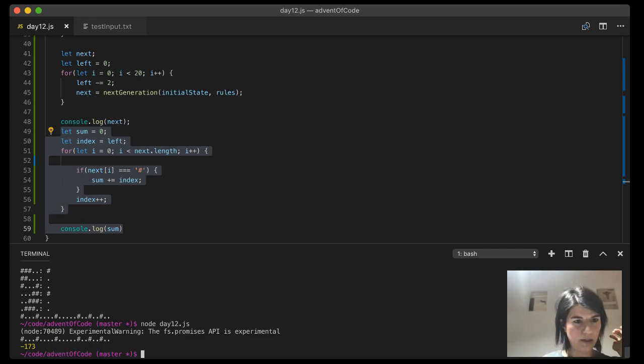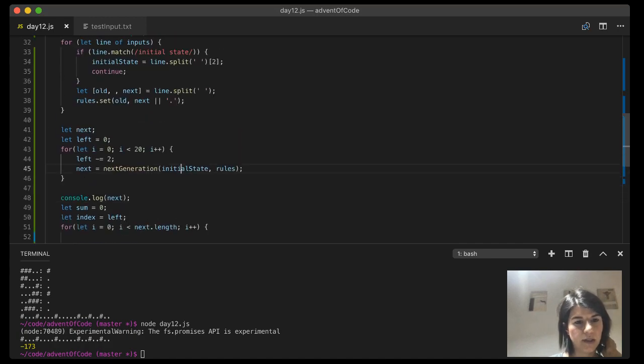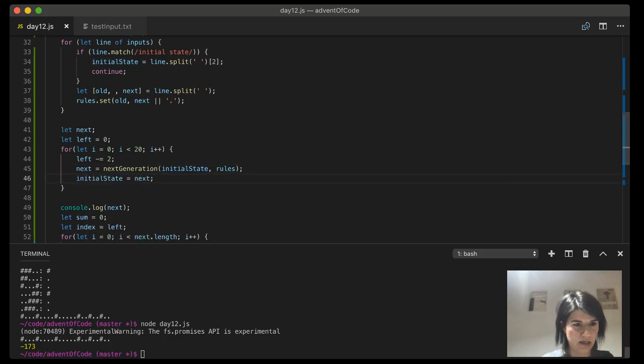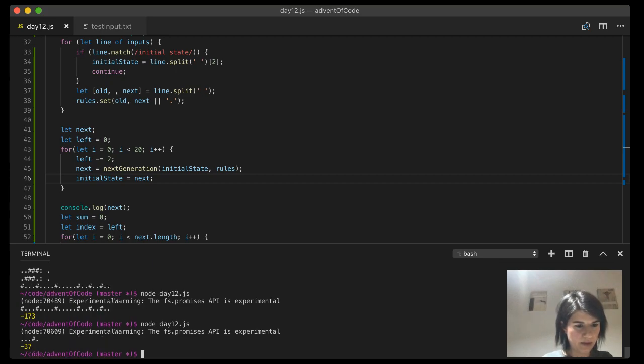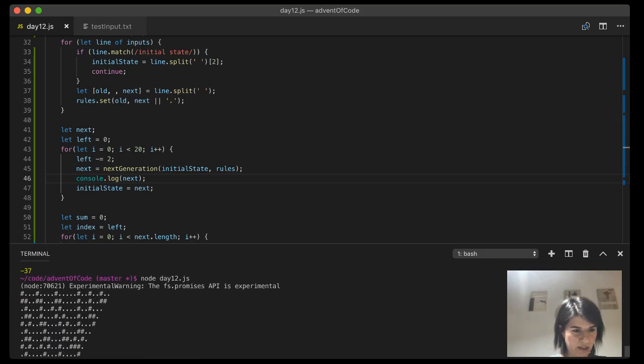And why is it printing exactly the same one as before if I'm doing this for 20 generations? Oh, initial state. Yeah, next is next generation and initial state is next. And it got really short and I only have one left. So that doesn't look so good. Let's put this in here. Okay, so my thing is shrinking.